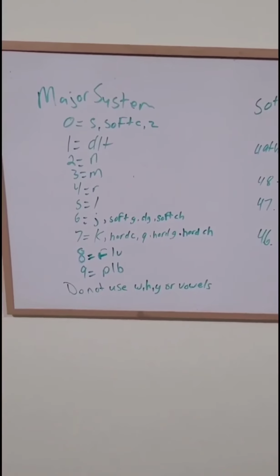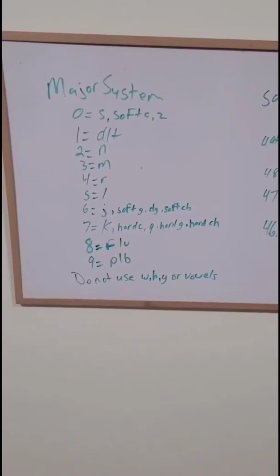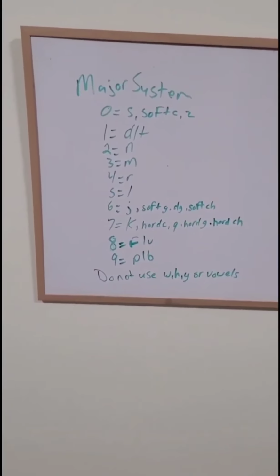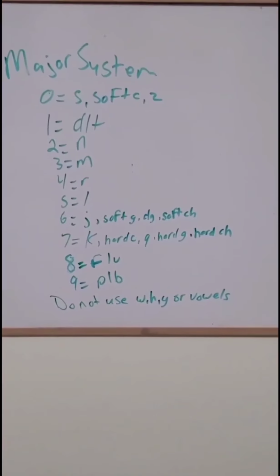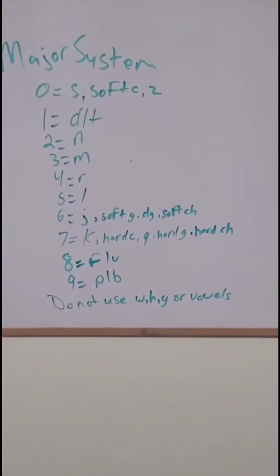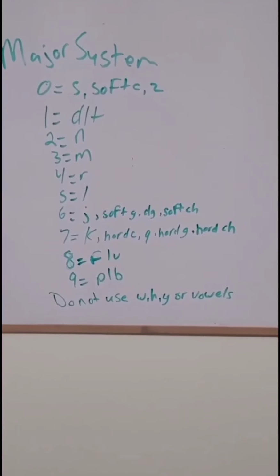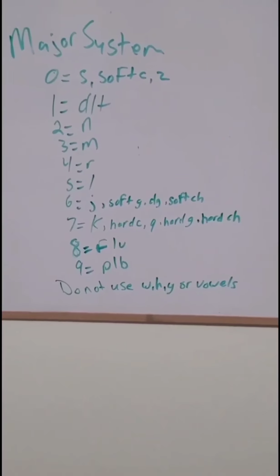Today I'm going to be showing you guys how to use the major system to memorize any number, and I'm going to use fantasy football stats to demonstrate that. So starting off with 0, and I'll explain how you use this. 0 has an S sound, a soft C or a Z. Essentially, when you have a number, you want to associate it with a letter and then make a word out of it so you can visualize it.